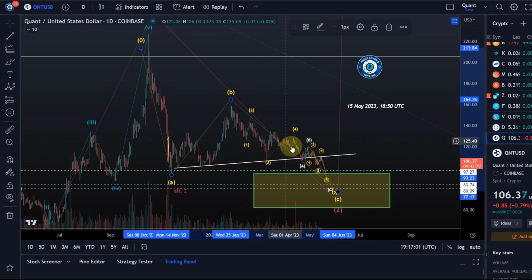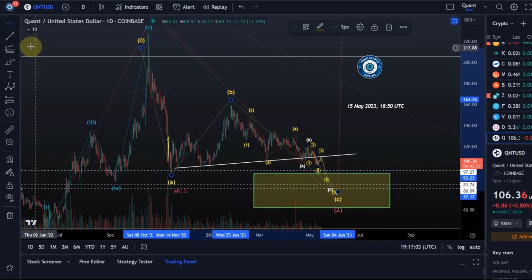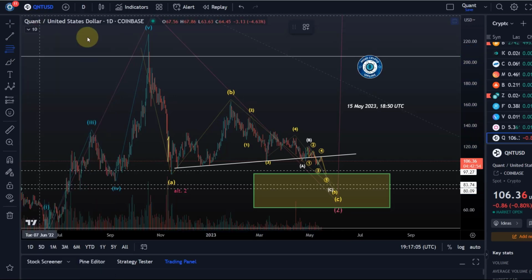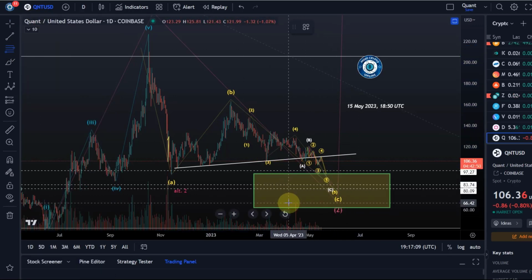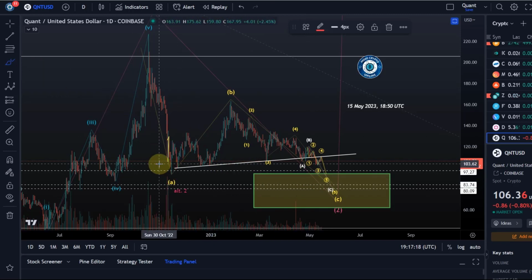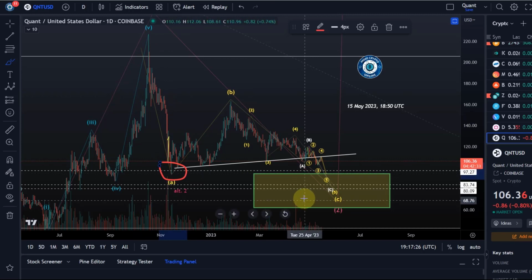So before we really go into the 4-hour chart or the 1-hour chart, I want to show you one thing. The green box here is the long-term support area, and there is a good chance we get there. It is between $61 and $94. It starts at $94 because the $94 level is this low, which was printed on the 13th or 14th of November. It is the A wave low of the correction.